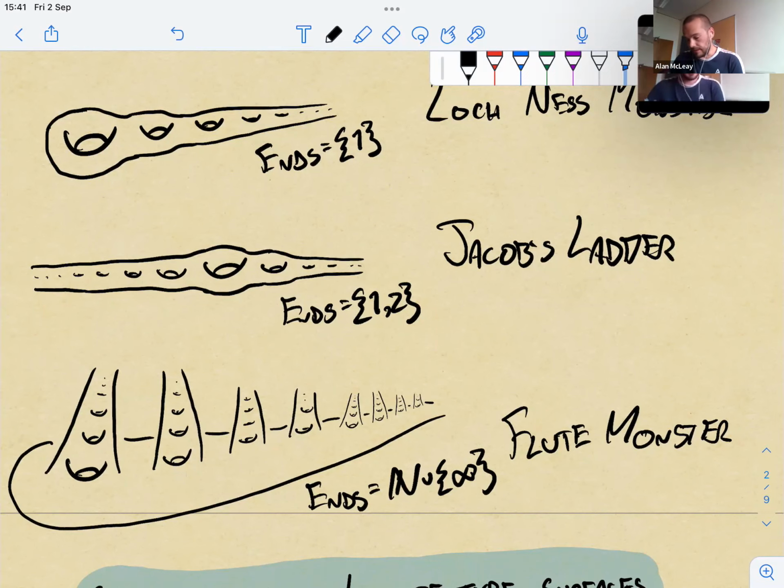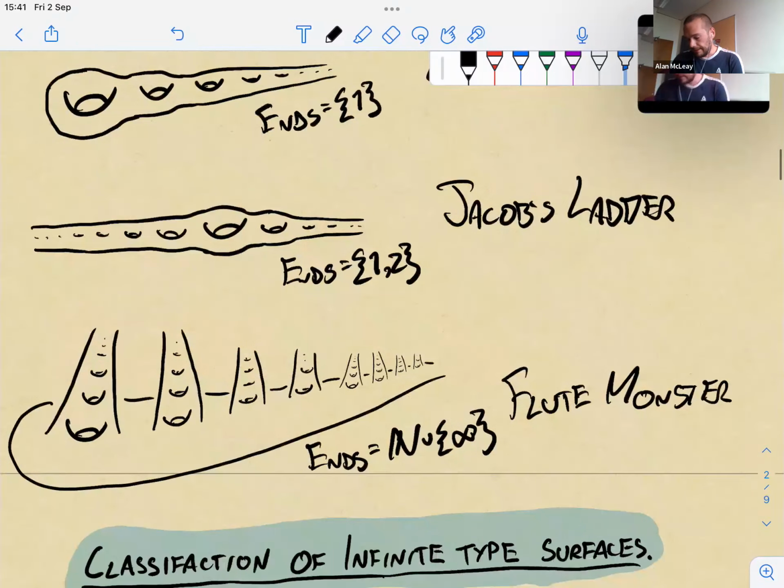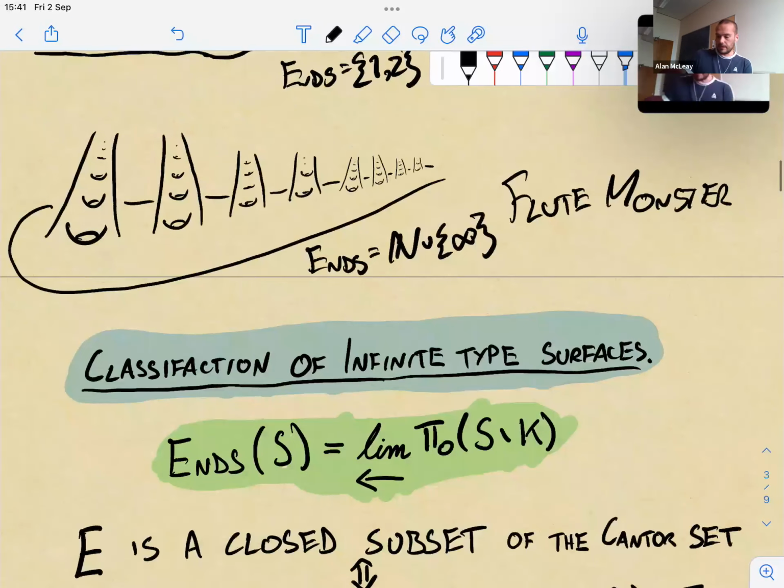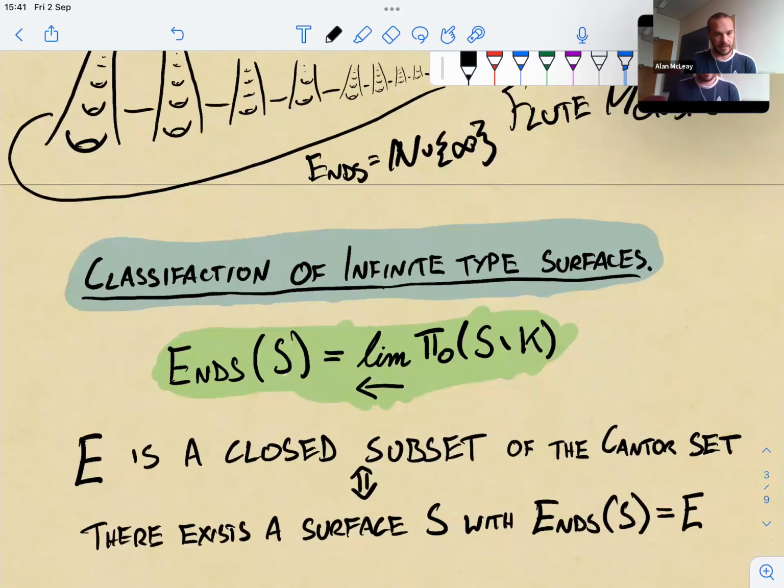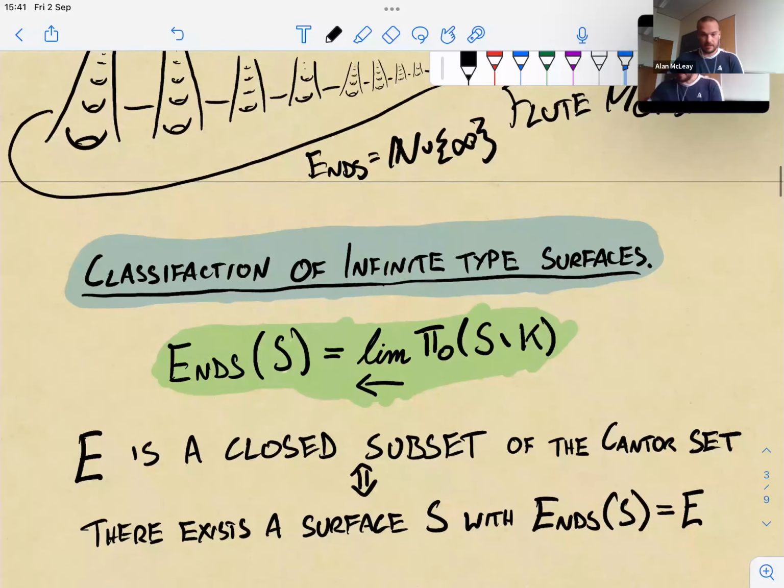So yeah, end spaces can get quite complicated, but there is a classification. And here's a very fast, maybe not the most intuitive, definition of what the end space is. It's basically saying you take some sequence of nested compact subsurfaces, and as they get bigger and bigger, you look at the complementary regions, the connected components of the complement, and these kind of limit out to what the ends are going to be.